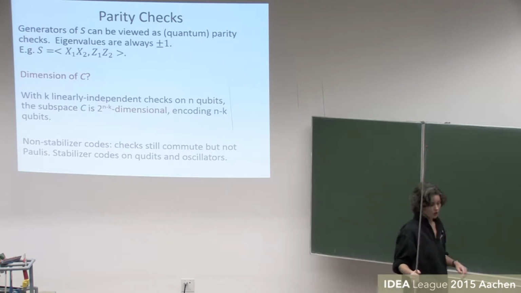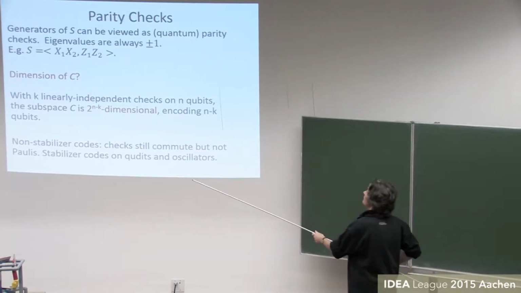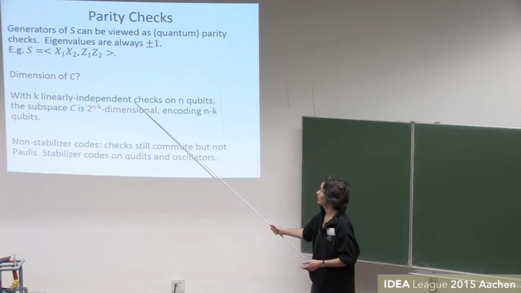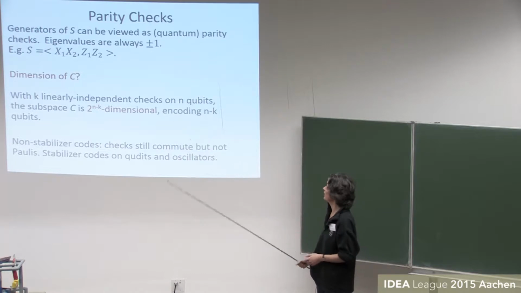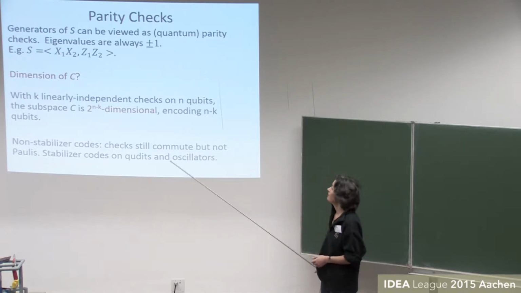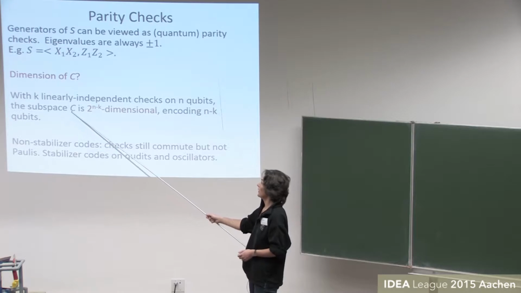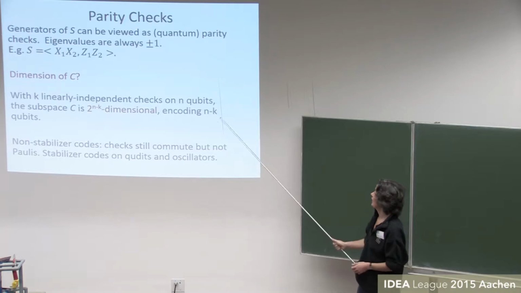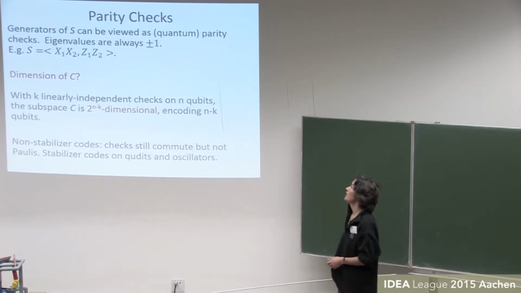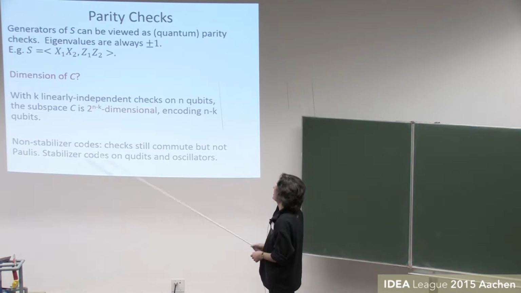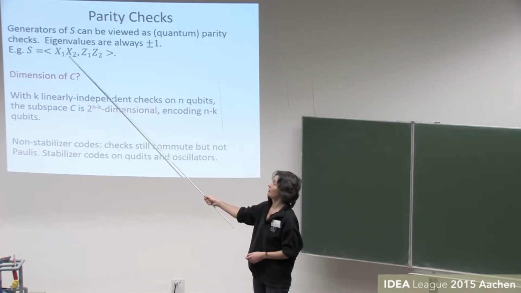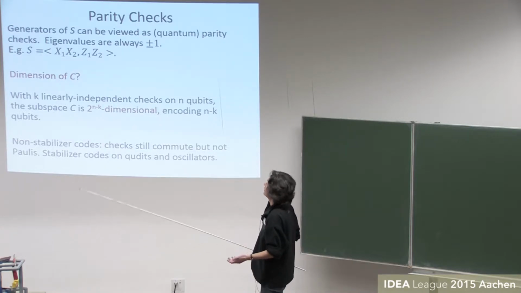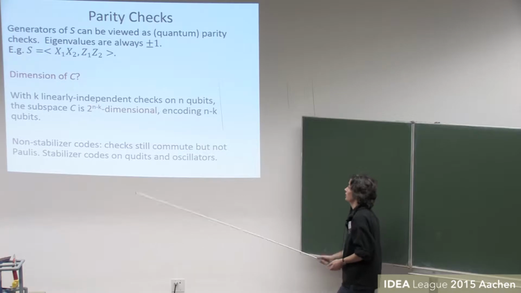So I have the stabilizer group, and let's assume that it's generated by k linearly independent parity checks. Then the code space is 2 to the n minus k dimensional, encoding n minus k qubits. So for example, here I have 2 qubits, and there are 2 of these checks, so that makes the code space one-dimensional. Yeah? So it's 2 to the 0 dimensional.